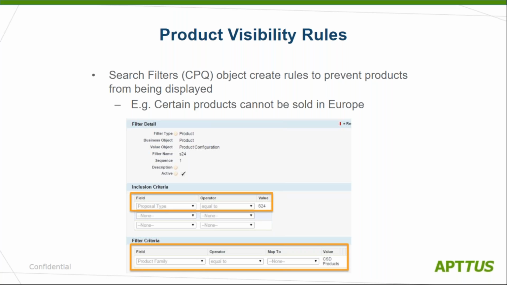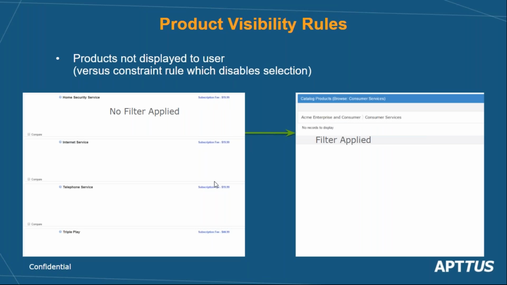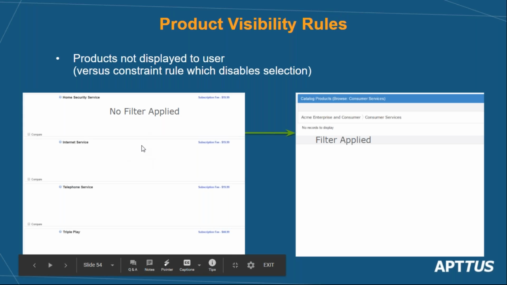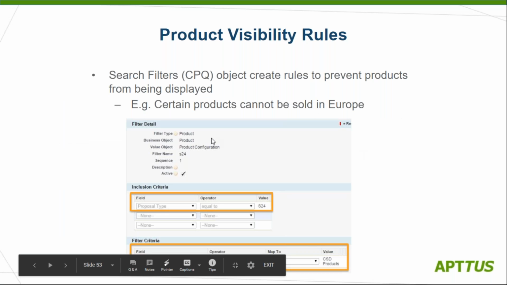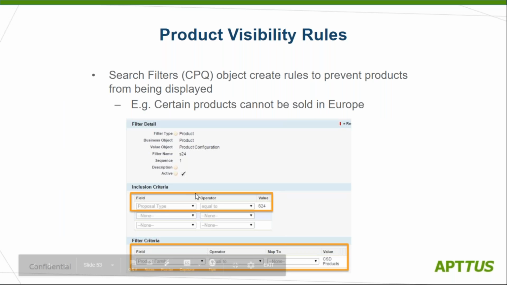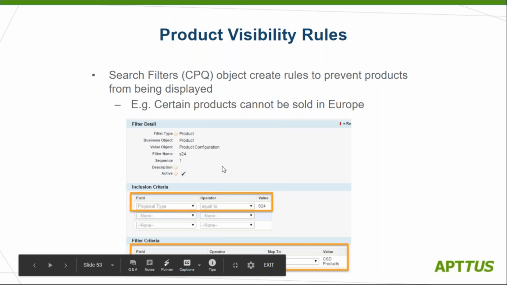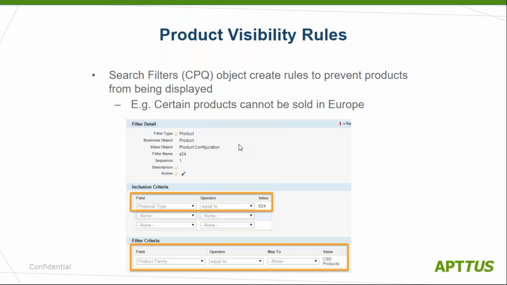This is similar to the exclusion constraint rule, but the difference is that with the exclusion rule we were at least able to see the products. There was no button to add them to the cart and they were grayed out, but we could see them. In the product visibility rule, we won't be able to see the products at all. Similar to the constraint rule, we have to put in an inclusion criteria, a filter criteria, and the products will be hidden from the customers.